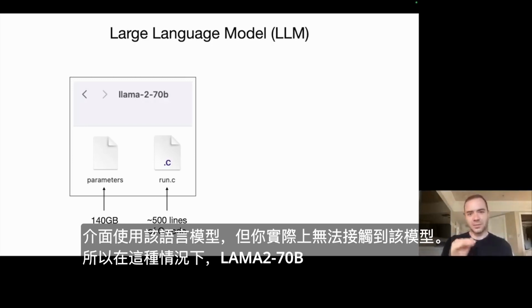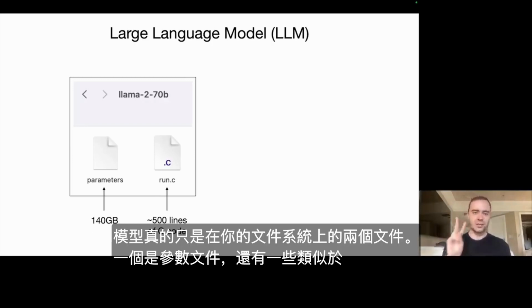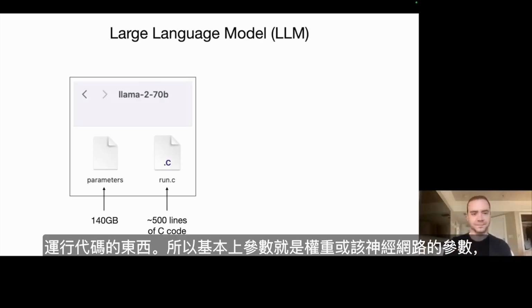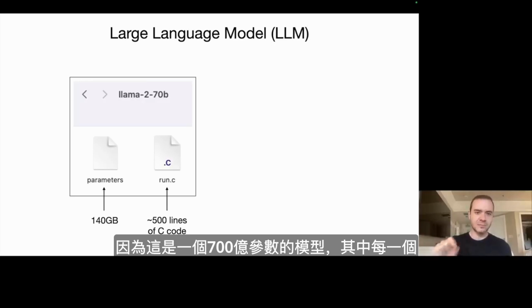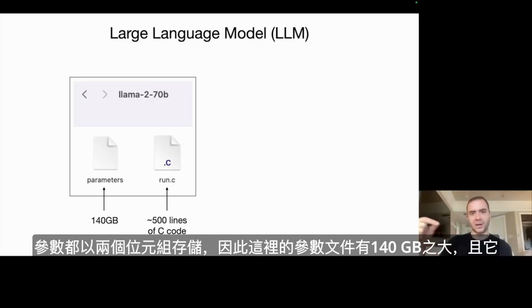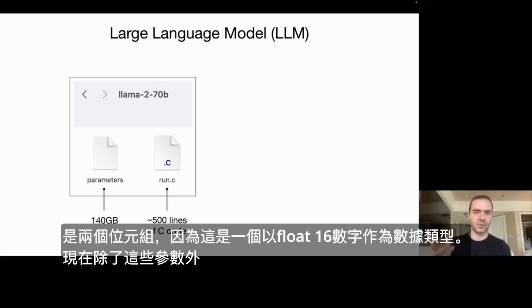So in this case, the Llama 2 70B model is really just 2 files on your file system: the parameters file and the run file, some kind of a code that runs those parameters. So the parameters are basically the weights or the parameters of this neural network that is the language model. We'll go into that in a bit. Because this is a 70 billion parameter model, every one of those parameters is stored as 2 bytes. And so therefore, the parameters file here is 140 gigabytes. And it's 2 bytes because this is a float16 number as the data type.